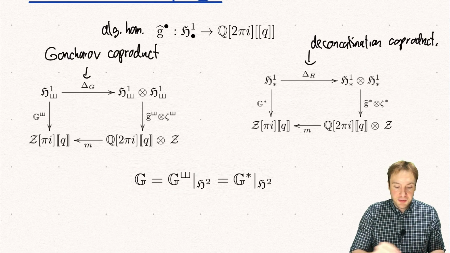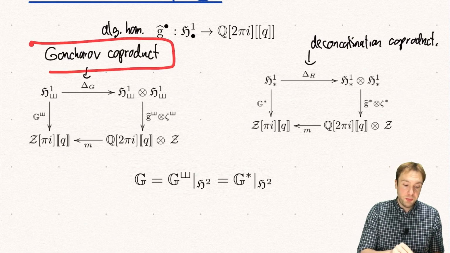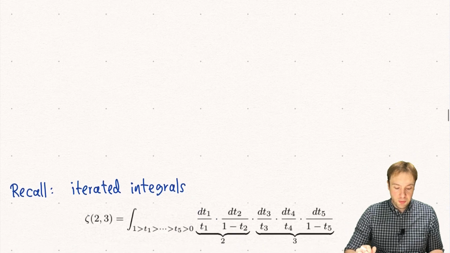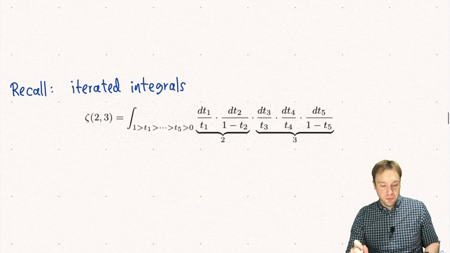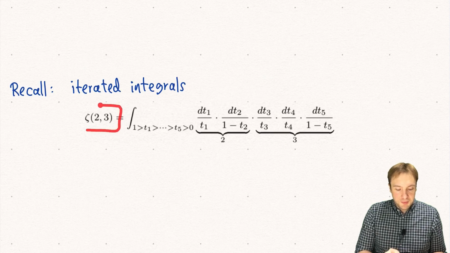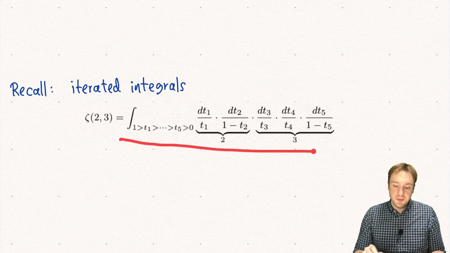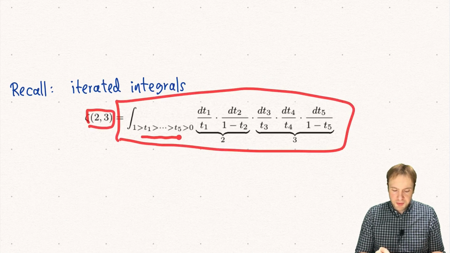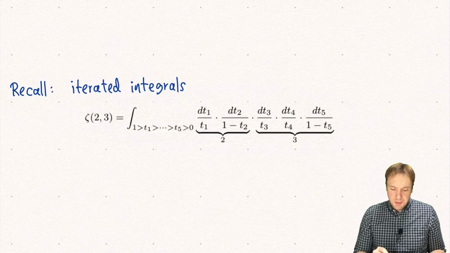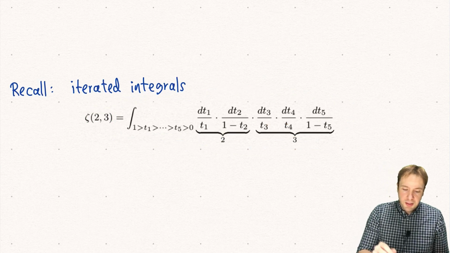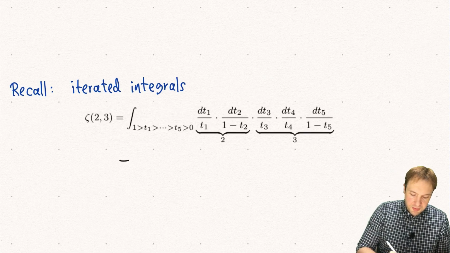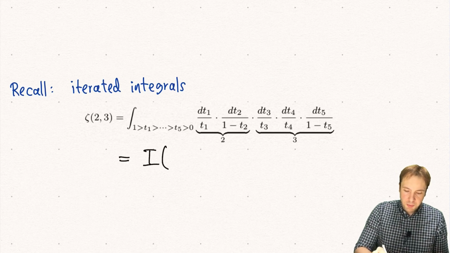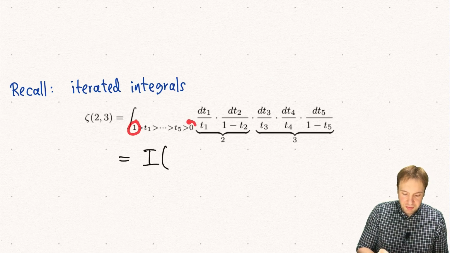Okay, so to define this Goncharov coproduct, this coproduct will be defined on the space of so-called formal iterated integrals. So let's first recall iterated integrals, which we did in section 2. So for example, this zeta 2, 3, we were able to write this as this iterated integral here. So this has weight 5. And therefore, we have an iterated integral here of length 5, meaning we have 5 differential forms here. And so the usual notation for this is also given by I. And here we have an iterated integral starting in 1 and ending in 0.